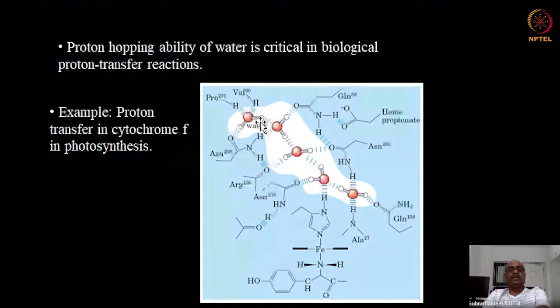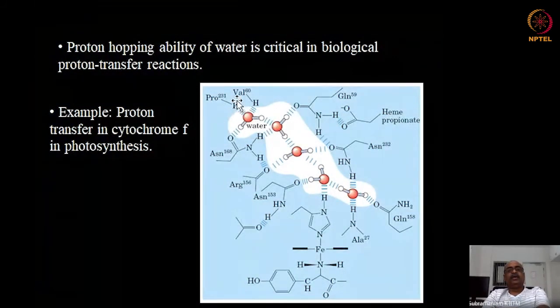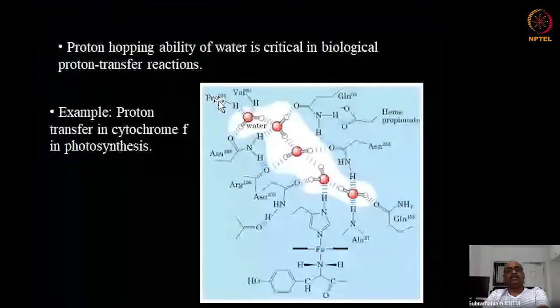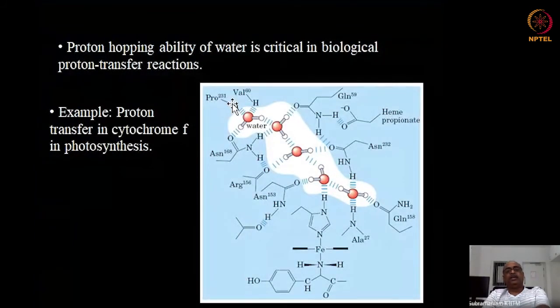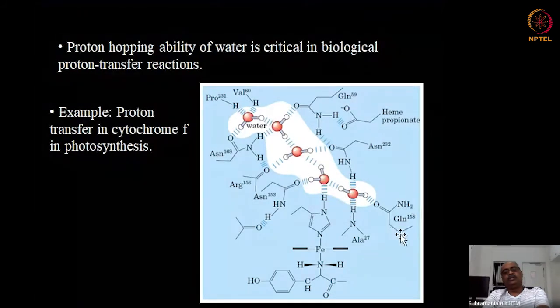And in its active site, for example, a proton donated by this proline residue, where the number indicates the amino acid number in that polypeptide chain, quickly transfers via these water molecules in the active site to this glutamine at another location. And that kind of transfer is readily made possible by the water molecules and their ability to conduct proton hopping. So these are really fundamental concepts, so take your time to recollect and understand these.